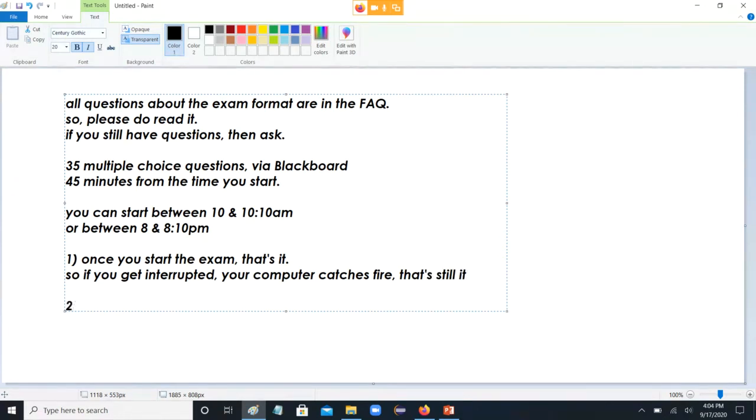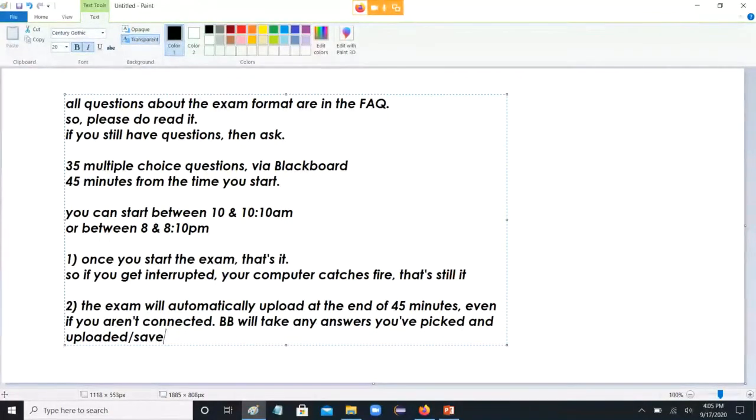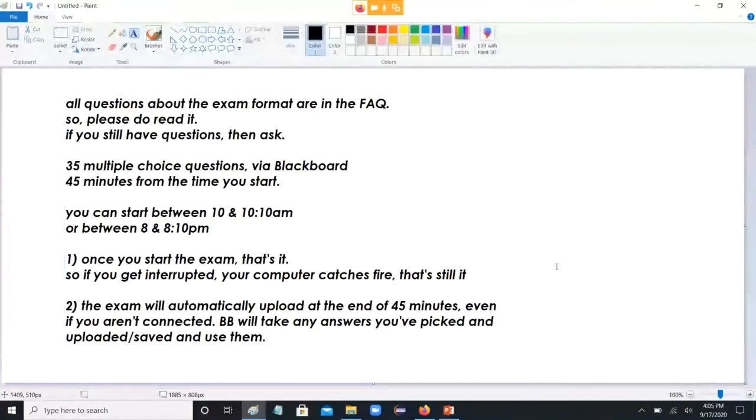Number two, the exam will automatically load at the end of 45 minutes, even if you aren't connected. Blackboard will take any answers you've picked and basically upload them. They call it saving in Blackboard. While you're taking your exam, you can periodically save your work, and that way it'll automatically be uploaded. So even if you lose connection toward the end, your stuff will still get saved.